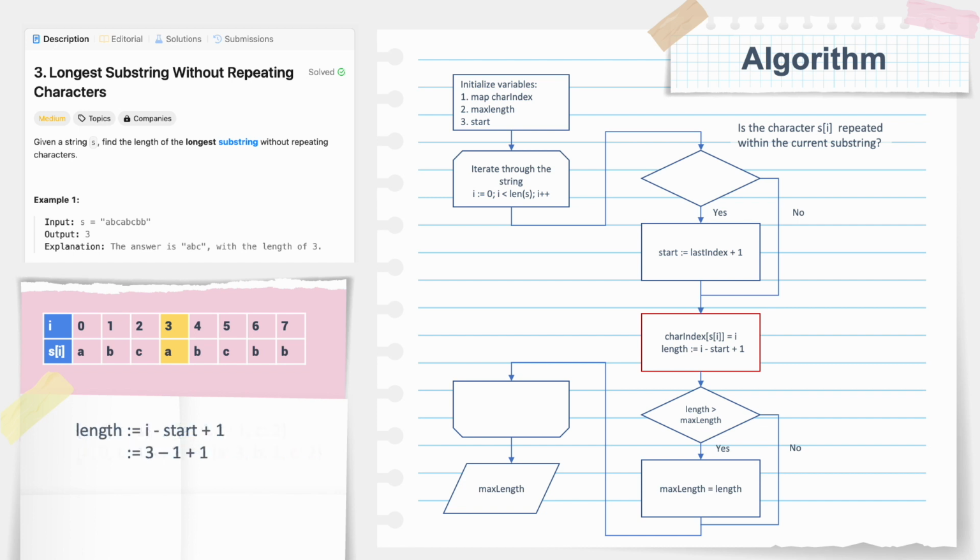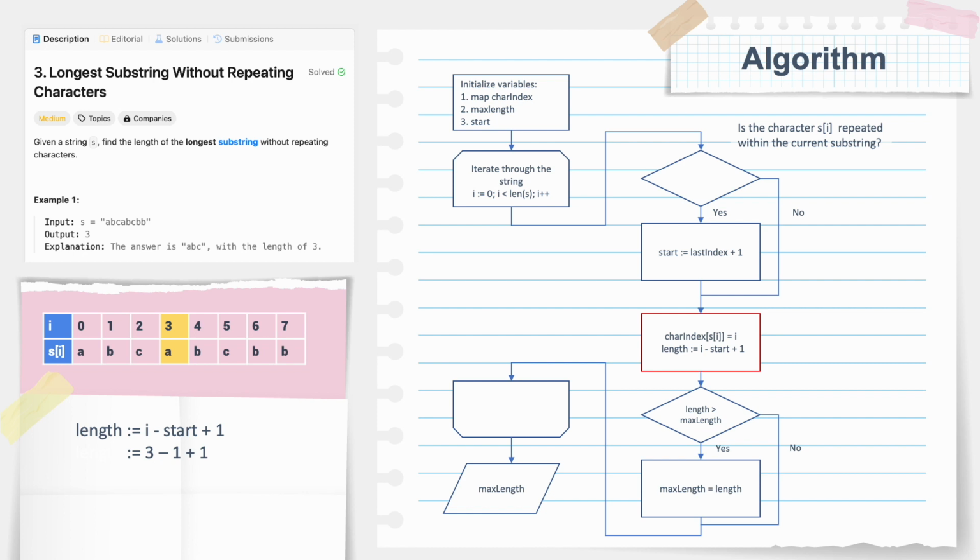Calculate the length of the current substring. Let's break down the expression. I minus start: this calculates the distance between the current index I and the starting index of the current substring. This difference gives us the length of the current substring excluding start itself. Plus 1: we add 1 to account for the starting character of the substring. So, length equals I minus start plus 1 calculates the length of the current substring by taking the difference between the current index and the starting index of the substring and adding 1 to account for the inclusive length.